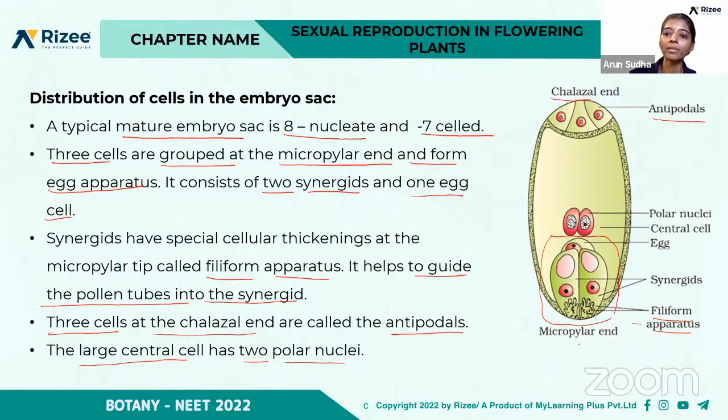I hope you're clear with the structure. The diagram is more important. They may ask you about the labeling, or what an egg apparatus is, how many cells are present and how many nuclei are present. There is a possibility of getting many questions regarding this, so you have to be clear with the diagram.